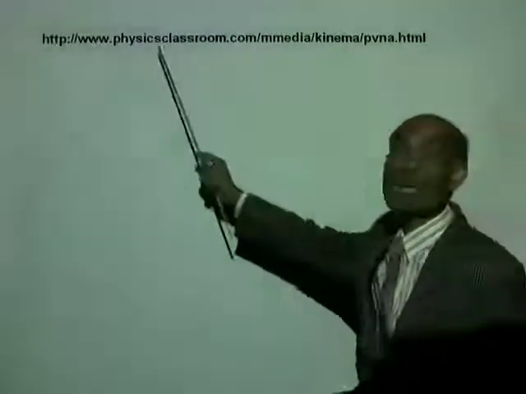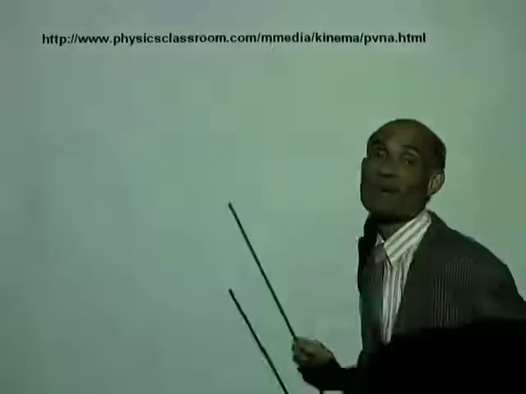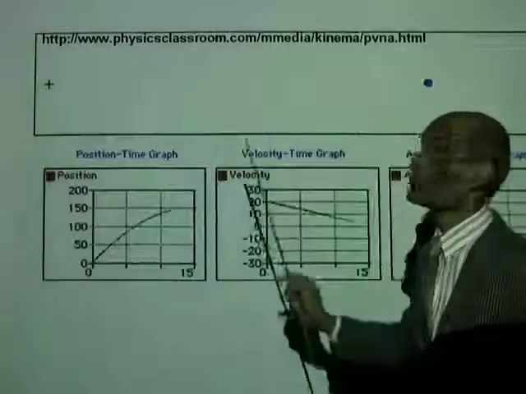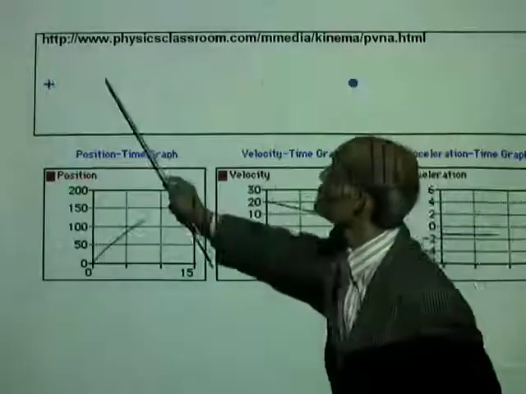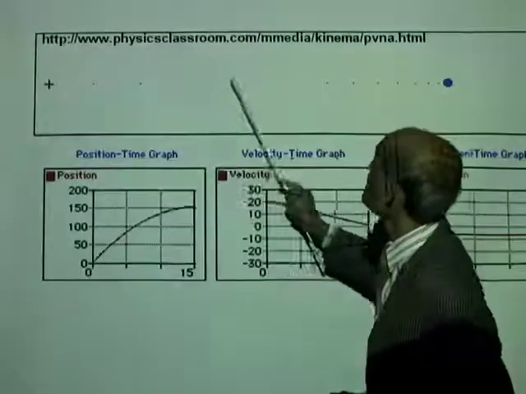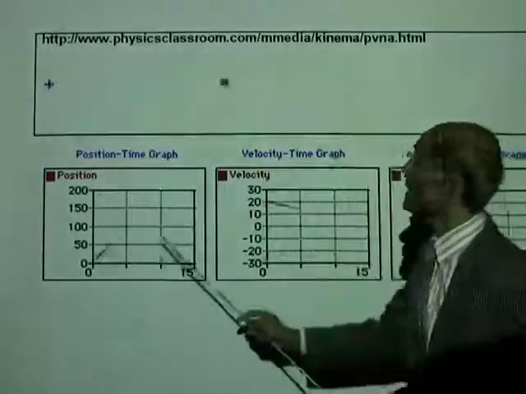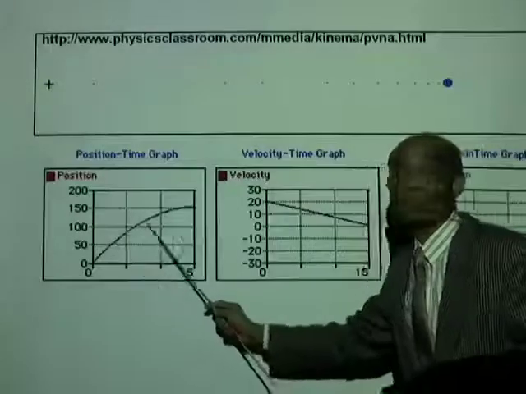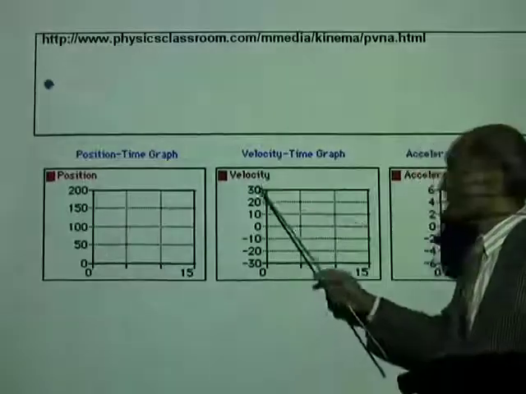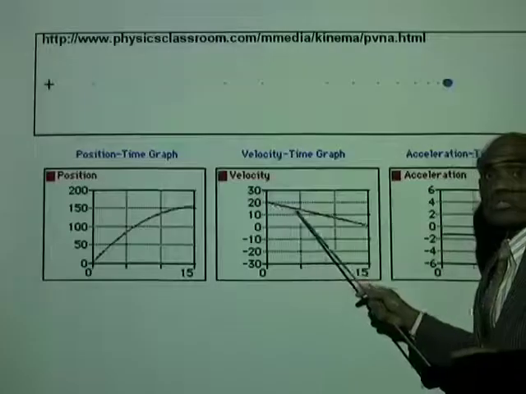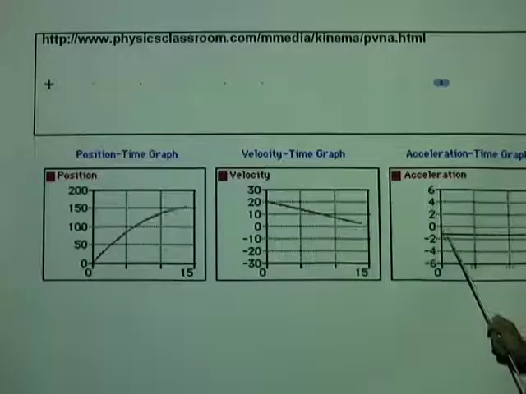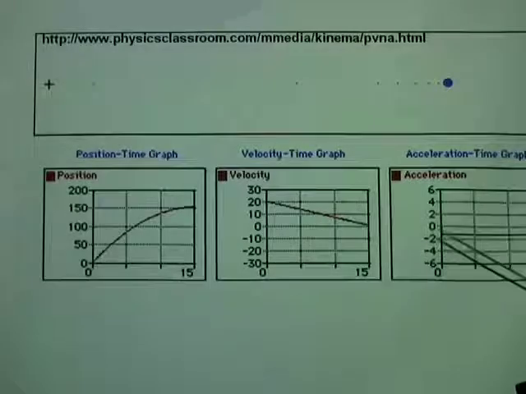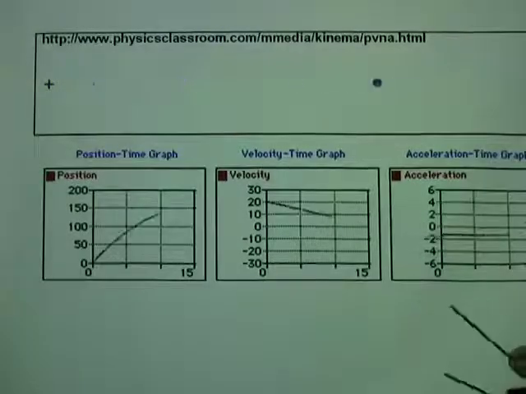Alright, let's now look at the same case, a web animation. You can see positive velocity, negative acceleration. Each second, the displacement gets smaller and smaller. The position graph is concave down. The velocity decreases to zero. And the acceleration is a horizontal line below the time axis.